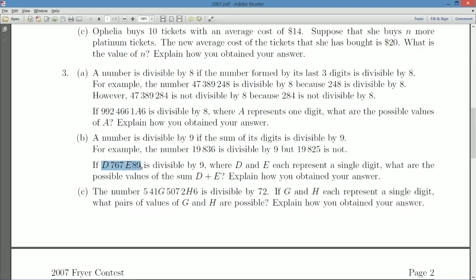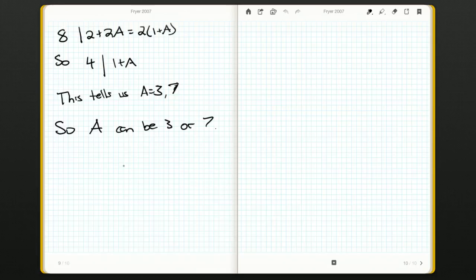Now, we might want to say, well, D cannot be 0, and that might be an important thing to note, because we can't have a leading 0 if we're talking about a number. But we're talking about sum D plus E, so D being 0 might not really affect us. We might be able to shift it to mean E being 0. Well, let's take a look. D767E89.